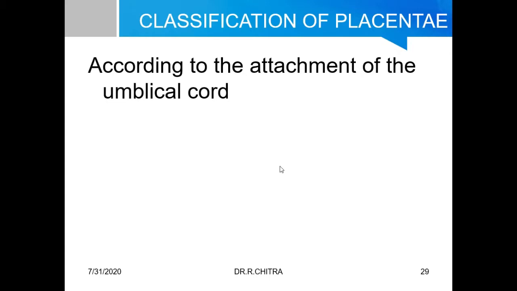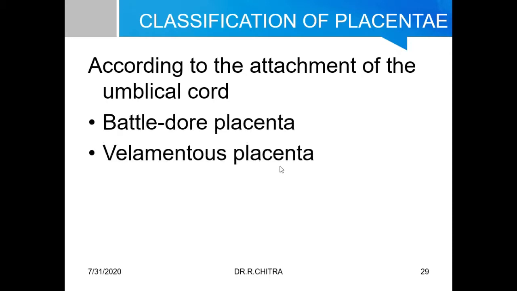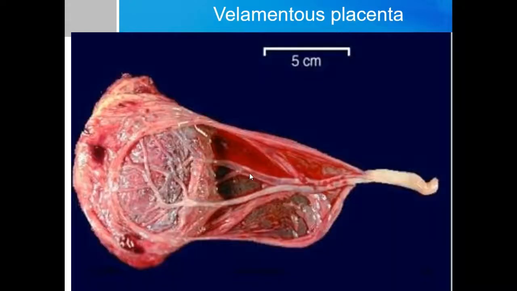According to the attachment of the umbilical cord, it is battledore placenta or filamentous placenta. So battledore placenta or filamentous placenta are the abnormalities according to the attachment. Battledore means when the umbilical cord is attached close to the margin of the placenta. Filamentous placenta, when this cord fails to reach the placenta and is attached to the fetal membrane, that is called filamentous. So this is the filamentous placenta. It is attached to the fetal membranes only. Only the umbilical vessels are reaching the placenta.